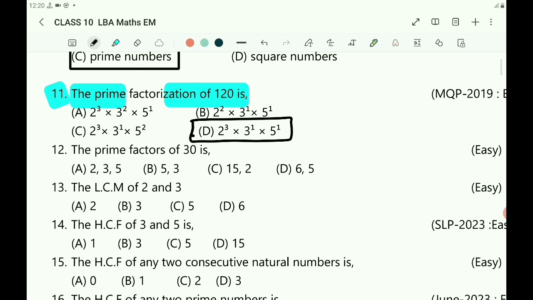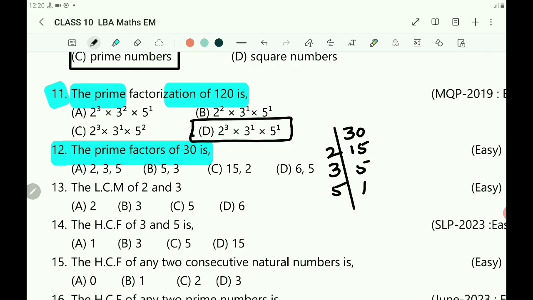Then question number 12. The prime factors of 30 is. So again you factorize it, 30. First prime number 2. 2 15s. Then it is not divisible by 2. Divide it by the next prime number 3. 3 5s, 5 1s. So 2 into 3 into 5 is there. So in option A it is there.